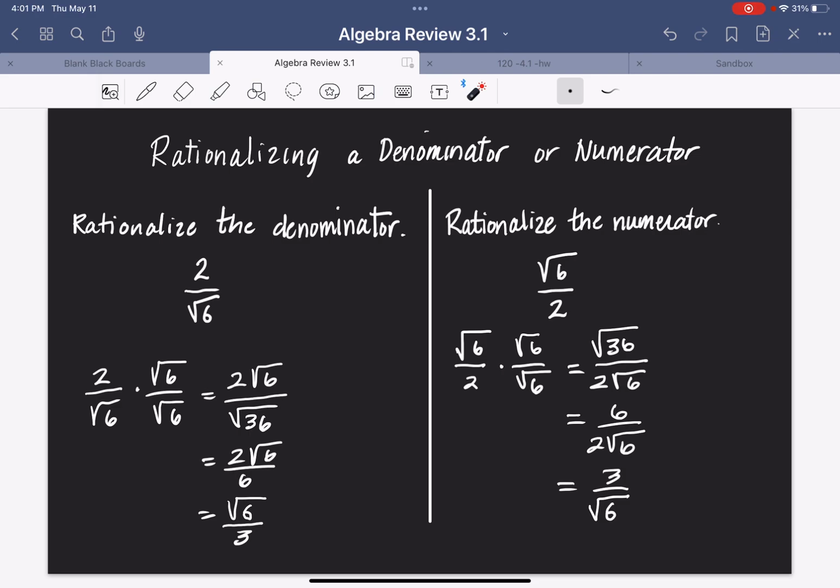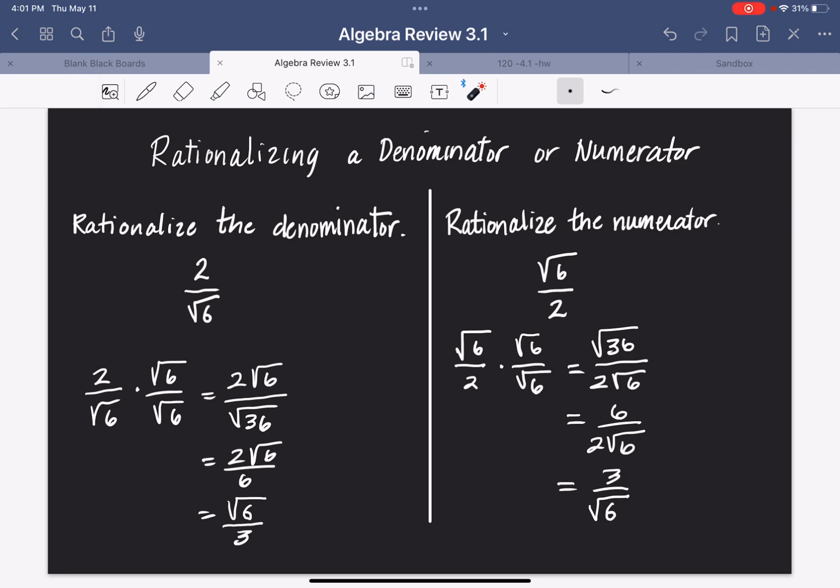So we get 2 times the square root of 6 over the square root of 36. And then this is a rational number. I call it an outside number because it's outside the square root, and this is outside of a square root. So we reduce that to 6 just like we would any fraction. 2 over 6 reduces to 1/3, and we don't have to write the 1.